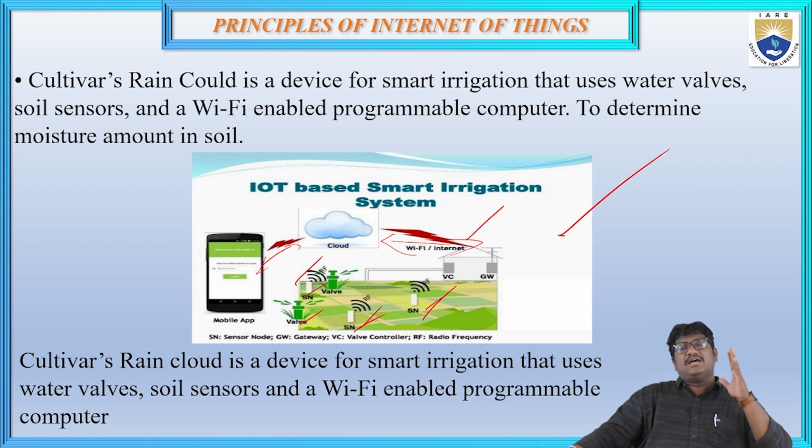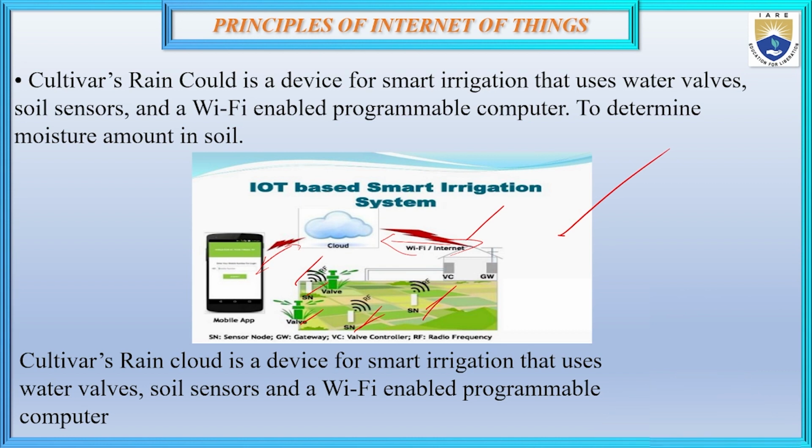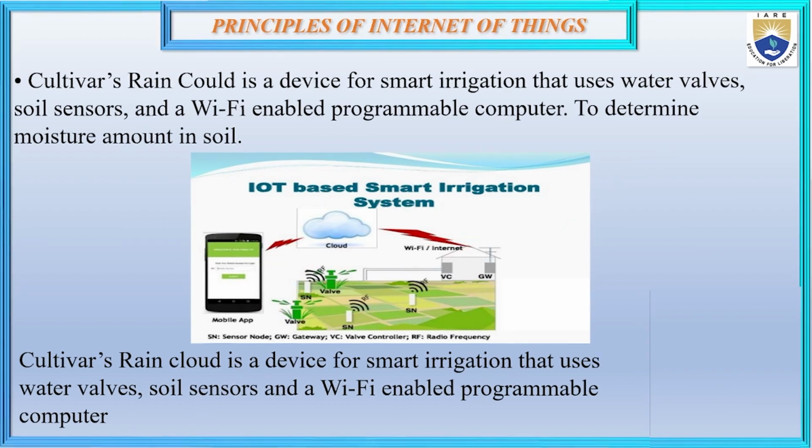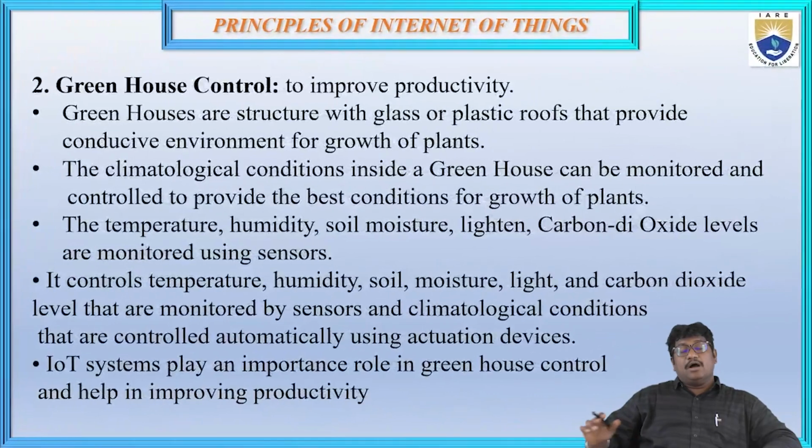Automatically the motor will switch on and it will release some water towards your smart irrigation system. Automatically the sprinklers, the valves, see here, there are multiple valves which are placed, and through these valves the water is going to be supplied to the concerned field. This is how things are.